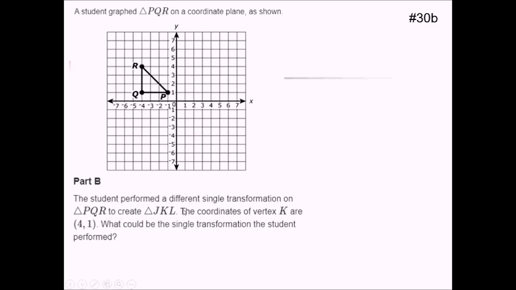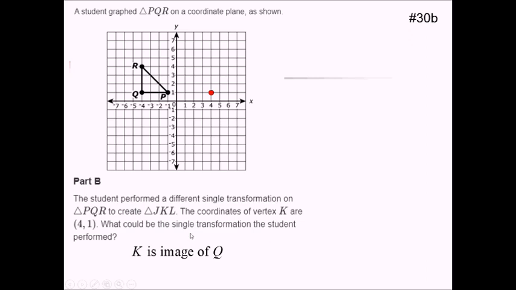On this part of the problem, a student performs a different transformation on our triangle to create JKL. The coordinates of vertex K, they're telling us, are 4, 1. What could be the single transformation the student performed? I think it's easier if you put 4, 1 on the graph and see what happened to the original point. So here is 4, 1 right there. And now the key here is that K, based on how these triangles are arranged here, is going to be the image of point Q from the original triangle. So what happened to Q to get it over here? And they said what could be the single transformation.